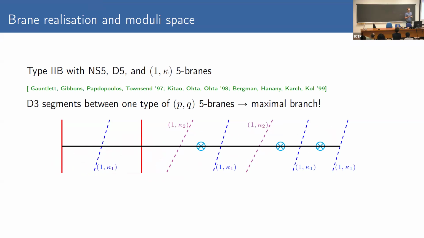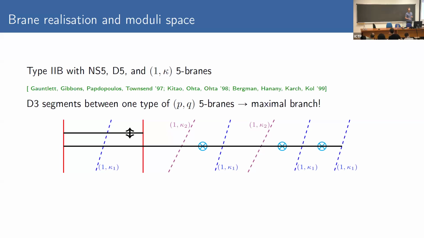Now, in these brane systems, we have a very nice and intuitive way of reading off the maximal branches. Right, so what is a moduli in a brane system? A moduli would be you have a D3 brane that can move between the same type of 5 brane in the direction along these 5 branes. If I take, for instance, the NS5 branes as an example, I can move D3 branes along this direction. This would be one modulus along the NS5 branes. If I take a D3 brane and I can move it along these (1, kappa) 5 branes, that's another type of modulus that I can turn on.